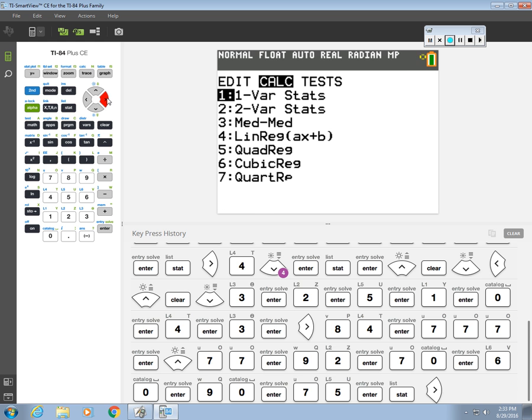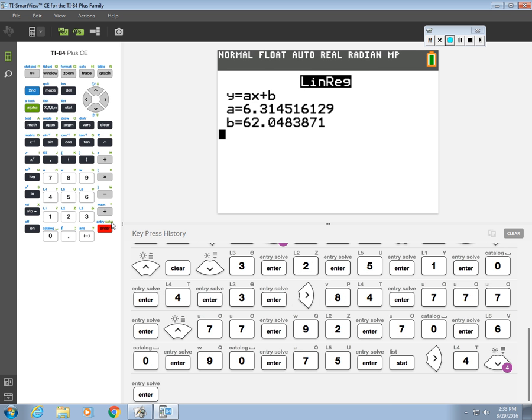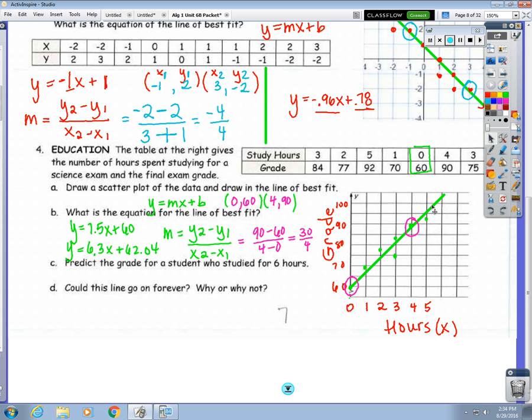Stat, Calculate. Number 4, right? And then calculate. And you get your A, which is slope, 6.3, and your B, 62.04. So 6.3 and 62.04. So we were pretty close. Our slope was a little bit larger. Maybe we should have brought our line down a little bit, like maybe right there, and then maybe our slope would have been a little closer to 6.3. So do you see how, when you do it by hand, just how much room there is for error?